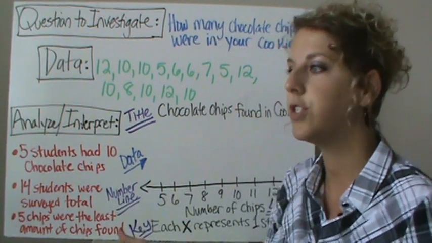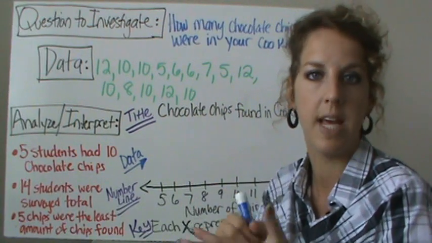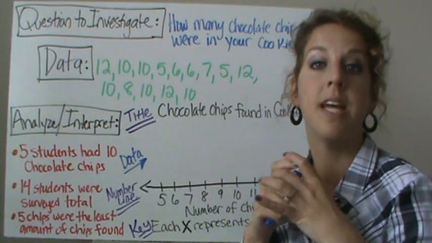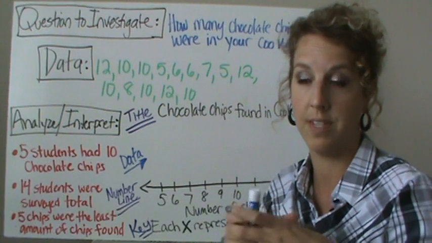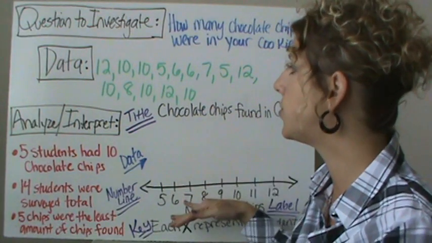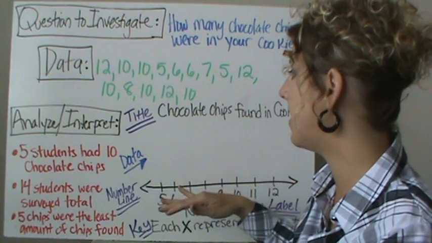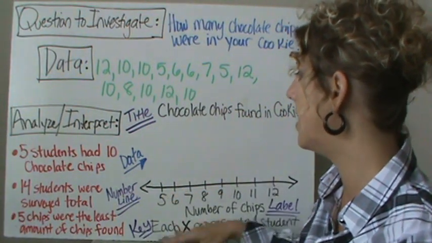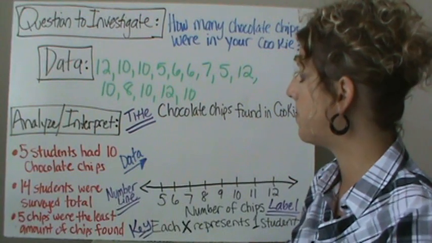So let's pretend each student puts their number on a Post-it, and that's how many chocolate chips they found in their cookie. So now, after I've collected my data, I want to construct my line plot. So I've already started filling in most of the parts.